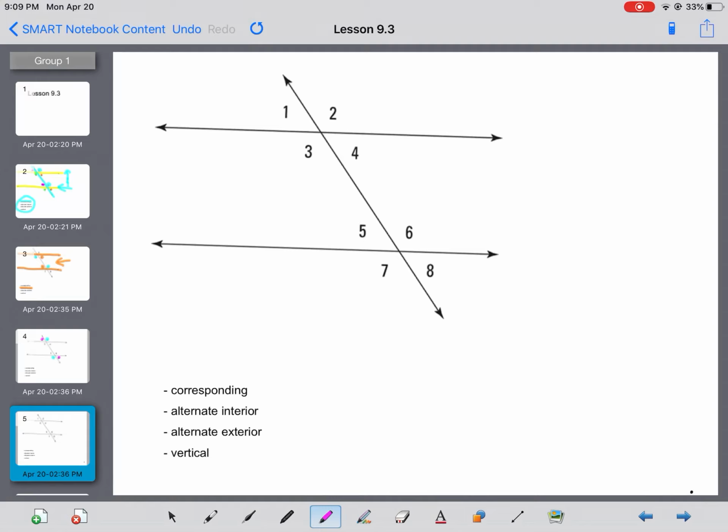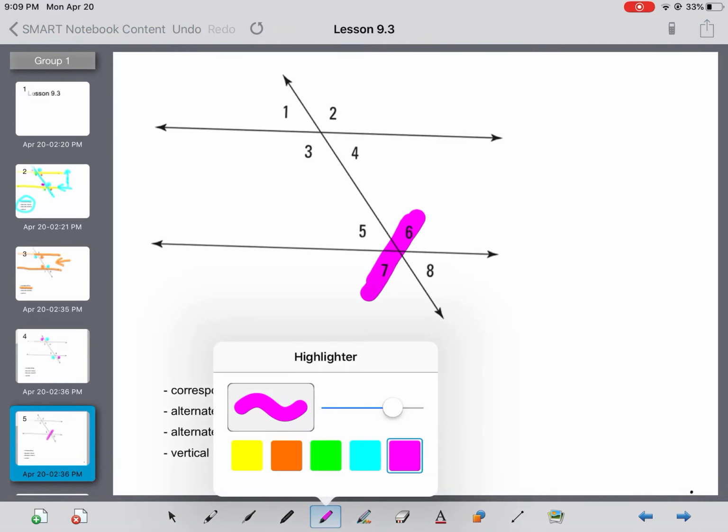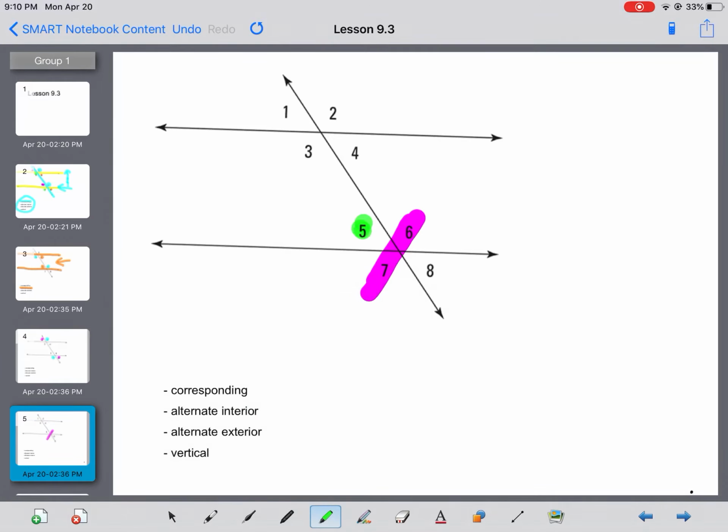Our last kind of angle relationships we have here are vertical angles, or also you can think of them as opposite angles. So when you have two intersecting lines, the angles right across from each other are equal. So 7 and 6 are equal, 5 and 8 are equal, and then you can figure out the same thing from the top. So this is information that will be helpful for us as we solve problems later on in your actual lesson.